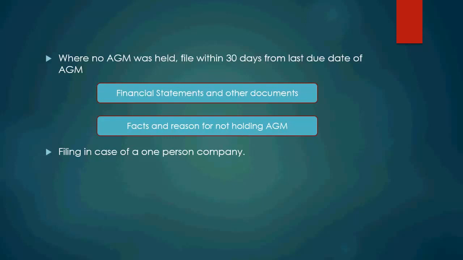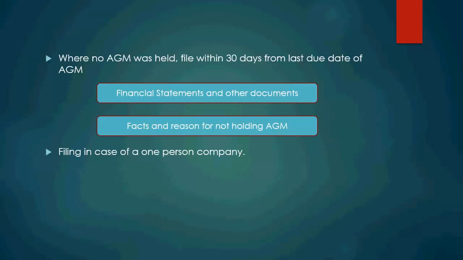Now, if we consider the case of a one-person company where you don't have the condition of an AGM, it's a one-person company, one person is the sole owner of the company. So in a one-person company, you have no provision for calling an annual general meeting. Whom do you call? There's just a single person. So in case of a one-person company, what will be the due date? Since there is no AGM, what is the date from which you'll count the 30 days? Right? That is a question.